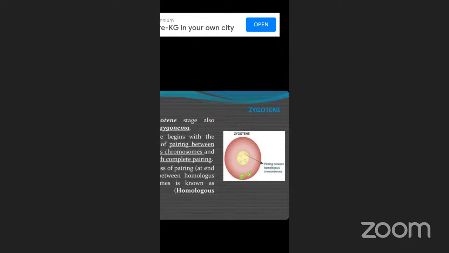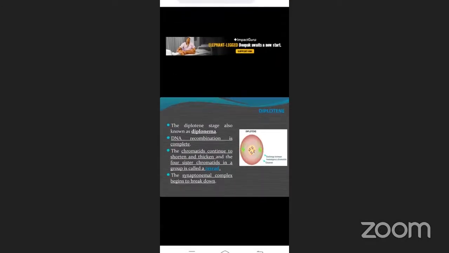So another one is the diplotene. So during this phase, the two homologous chromosomes of the bivalent repel each other and separate from each other due to the weakening of the synaptic forces, except at the region of the chiasmata.